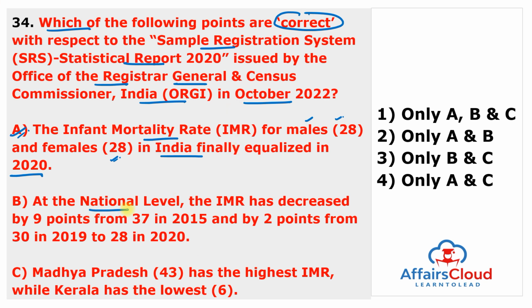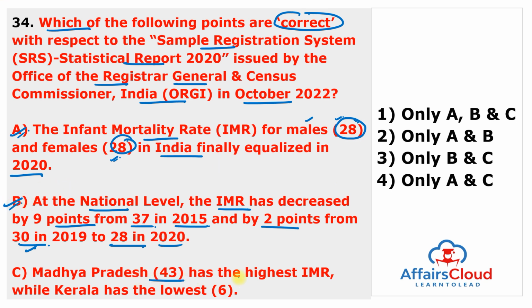Second is, at the national level, the infant mortality rate has decreased by 9 points from 37 in 2015, and by 2 points from 30 in 2019 to 28 in 2020. Because now the infant mortality rate is 28 and in 2019 it was 30, so it is decreased by 2 points. It means India's health system is improving. So this statement is also true.